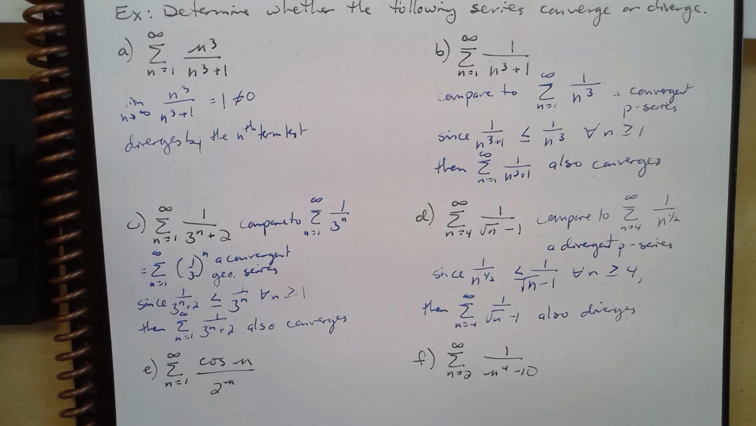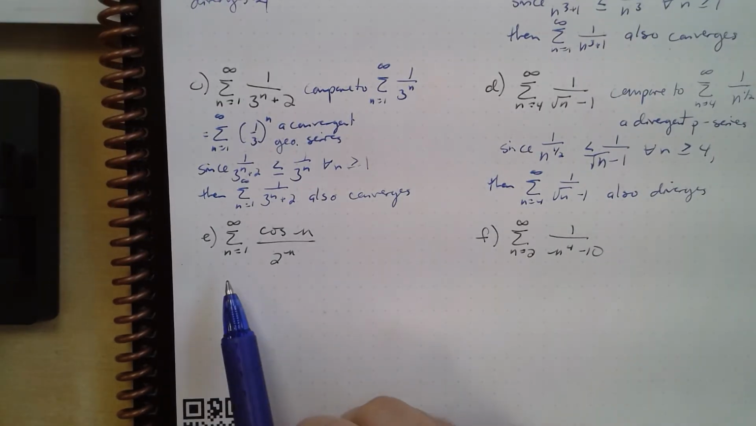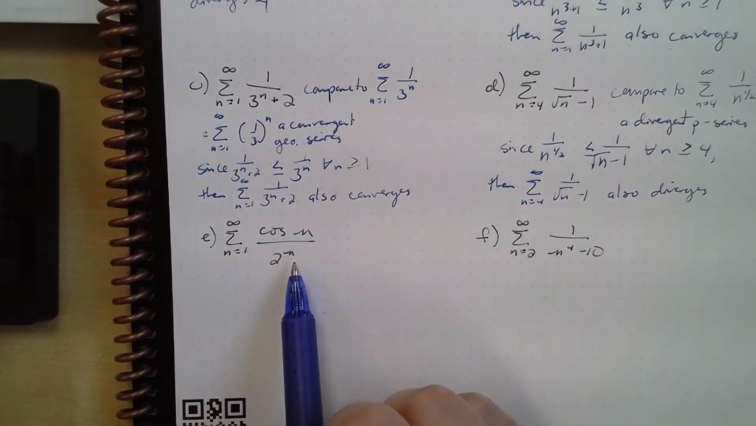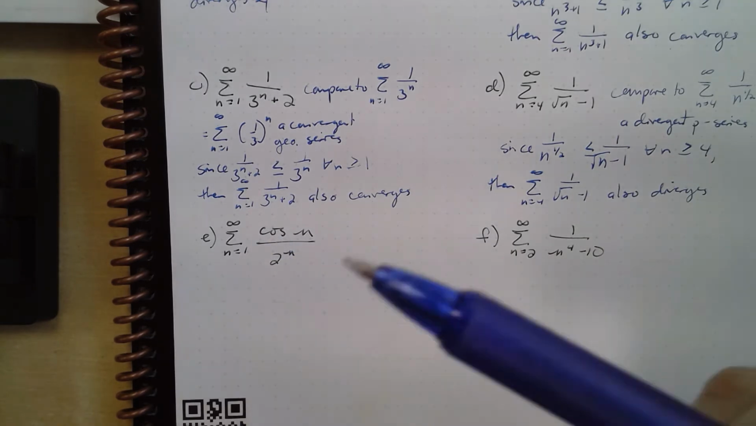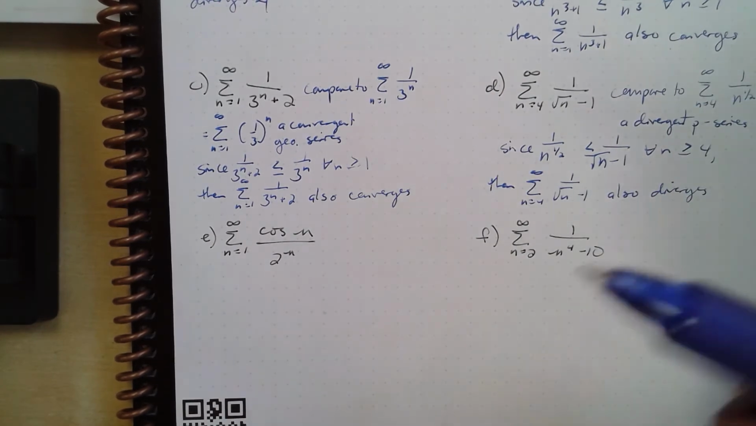All right, let's do one with a little bit of trig. We have the sum from n equals 1 to infinity of cosine of n over 2 to the n. If you think about cosine of n, what's happening with that? It's going up and down, negative 1 to 1, so it's really just between negative 1 and 1.